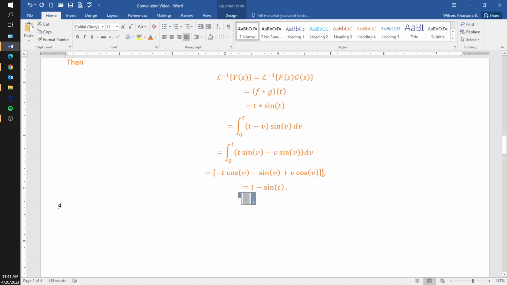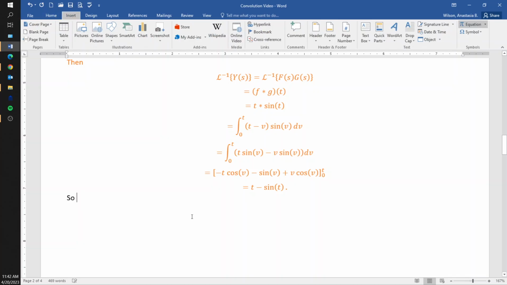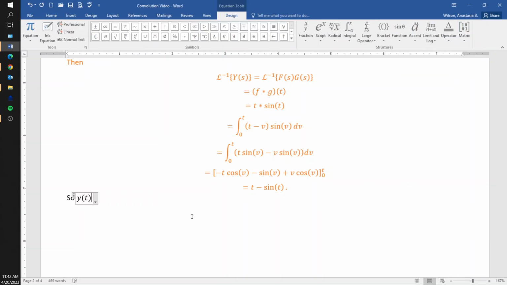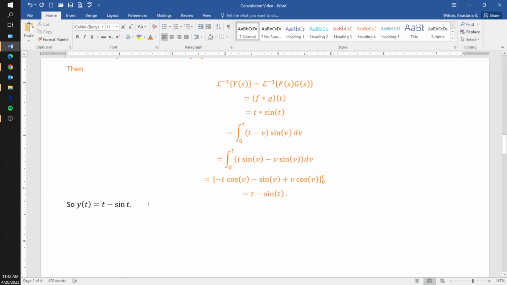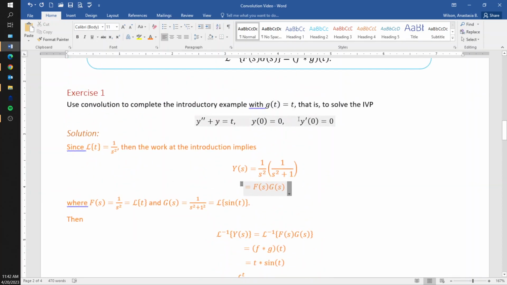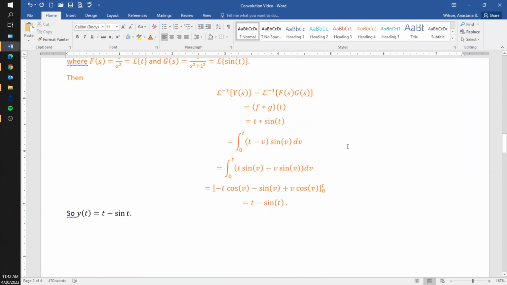So what that means for the solution here, I don't know where my text went, I'll just type it up then. So what that means is that y of t, our solution to the differential equation, is equal to what we found here, which is t minus the sine of t. So that right there is our solution to the initial value problem that we wanted to solve in exercise 1. And we obtained it by applying Laplace transforms and convolution.